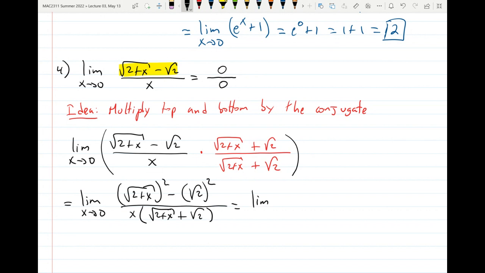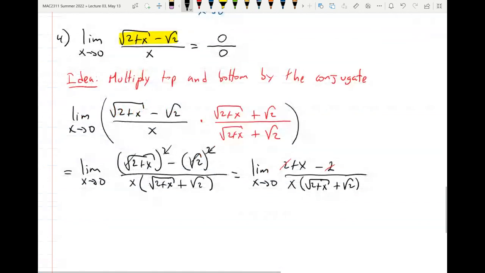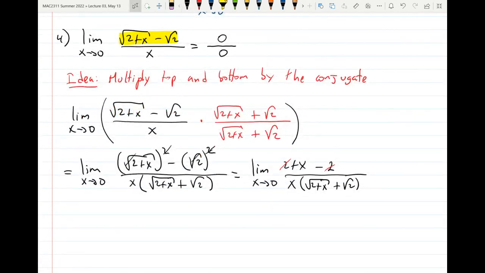So that's the limit as x approaches 0. Now the square cancels the square roots. So you get 2 plus x. And this one cancels this one. So you get minus 2. Okay? Over this expression. And now you should see what happens, right? Now the 2's cancel out here. So you only have an x on top. And then that x is going to cancel the x in the bottom. So that becomes limit as x approaches 0 of x over.